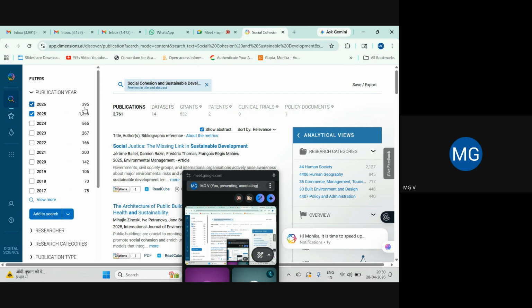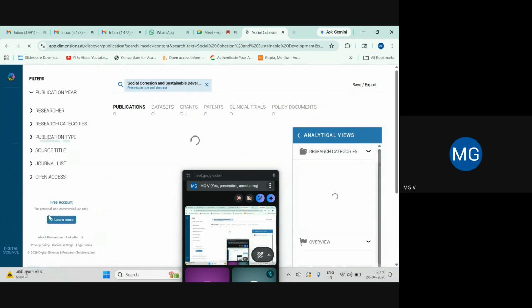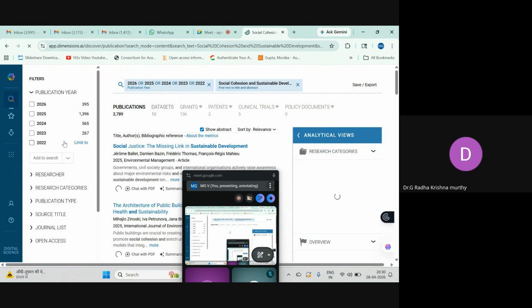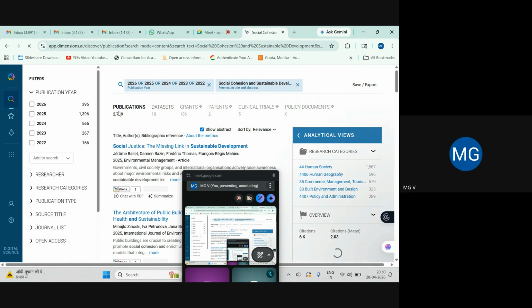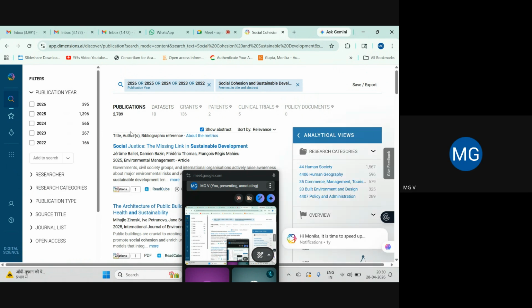Now see the number of papers per year. Yes, in 2026 alone, there are 395. So if we take it for the last 5 years, I hope now you understand how to make use of dimensions.ai. So you can now see the number has reduced further.